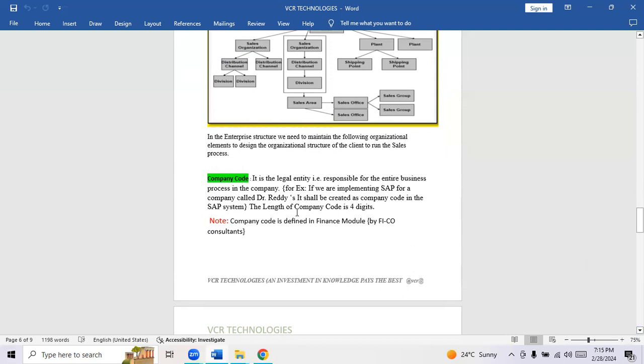Here is one note point. Company code is not defined by the SAP SD functional consultant. Company code is defined in the finance module only. The FICO consultant will define the company code. That is not our task, but good to know.